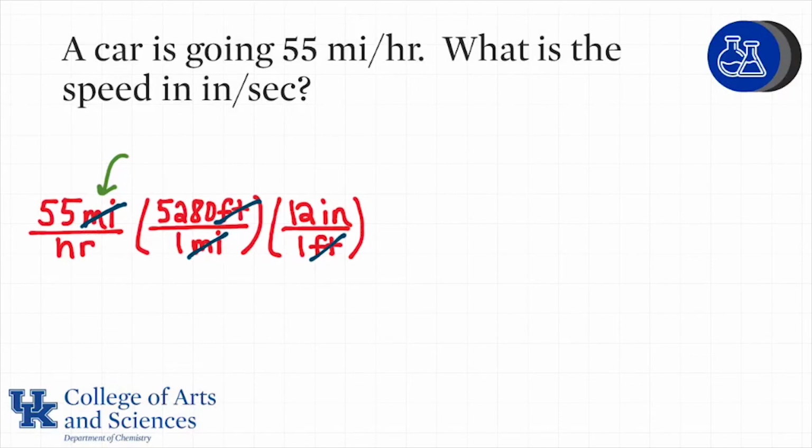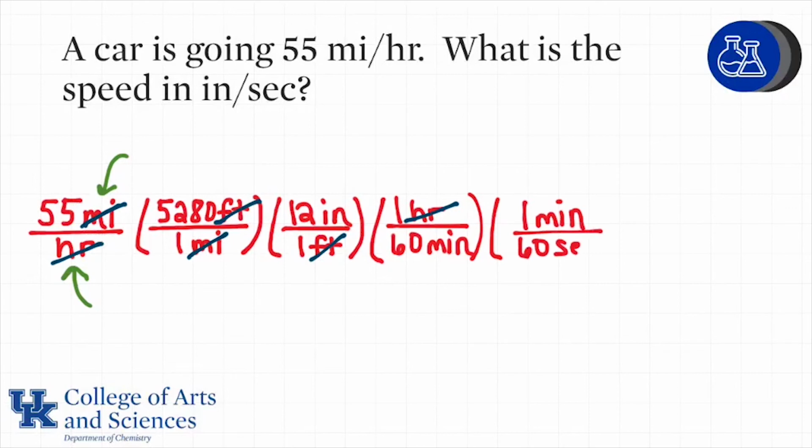So now I have to focus on the time. I want to get rid of hours, and since it's in the denominator in my original value, it's going to go in the numerator in the next relationship. Hours cancel. I've got minutes in the denominator, but I want seconds. So now I can put minutes on the top and seconds on the bottom and cancel out minutes. Notice that as I went through this problem, all of my relationships are true, regardless of what value I started with. 5,280 feet is equal to 1 mile. 12 inches is equal to 1 foot. 1 hour is equal to 60 minutes. And 1 minute is equal to 60 seconds.